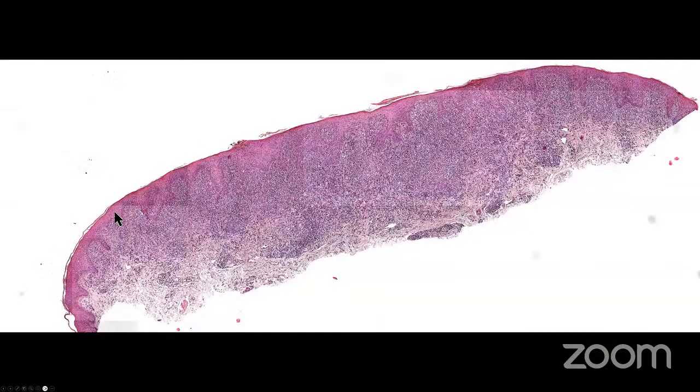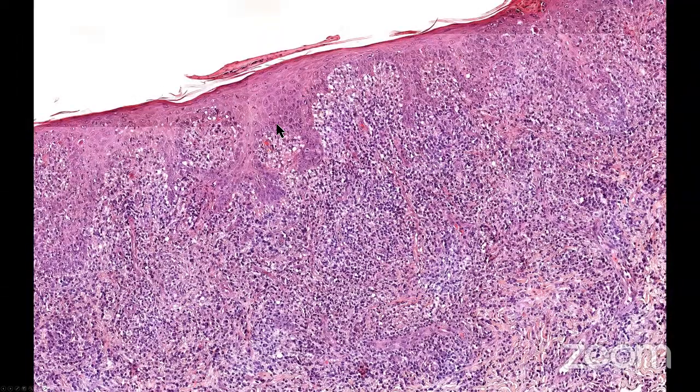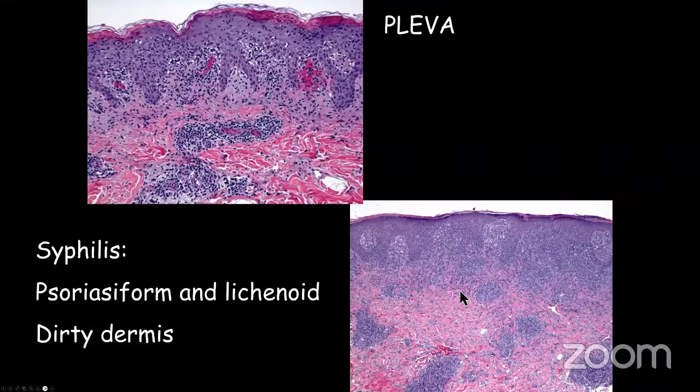Here's just another example, band-like, with the interface just sort of blurred. You can see in the background the rete popping up a little bit. It'll have the same pattern as pityriasis lichenoides, but again, the histiocytic component is going to help you differentiate syphilis.